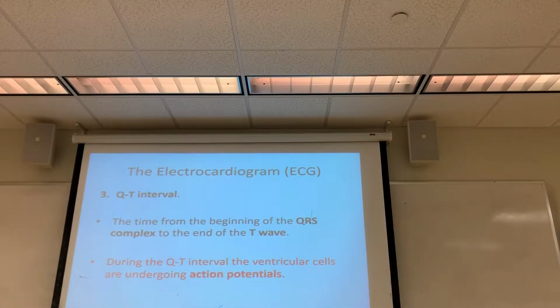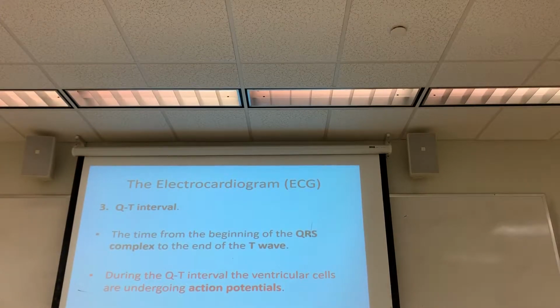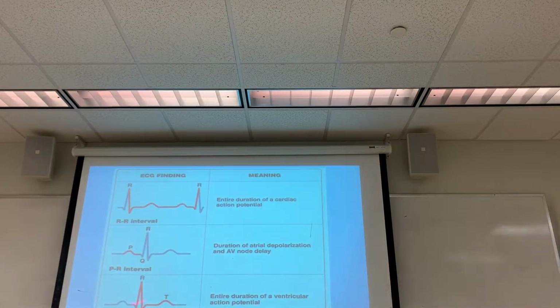Next is the Q to T. The Q should be down, a lower deflection. It is the beginning of QRS, the depolarization of the ventricles, down to the T wave. So in that Q to T interval, the ventricles are undergoing an action potential. The action potential is the beginning of the contraction, or systole. Again, systole is contraction, diastole is relaxation. So that's the Q-T, the entire duration of the ventricular action potential.